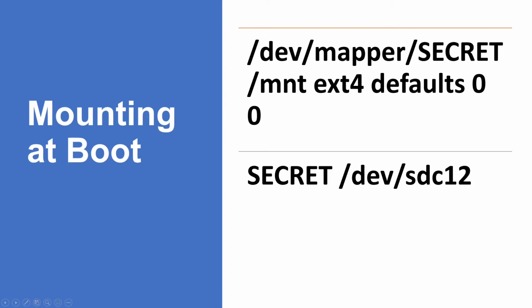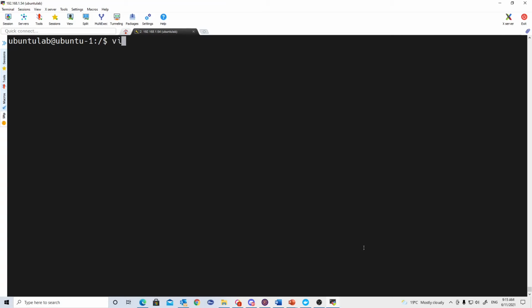Mounting at boot. To mount an encrypted partition at boot, two conditions have to be satisfied. You need to make an appropriate entry in /etc/fstab. There is nothing special about this, and it does not refer to encryption in any way. This can be as simple as this: /dev/mapper/secret /mnt ext4 defaults 0 0. You also need to add an entry to /etc/crypttab.